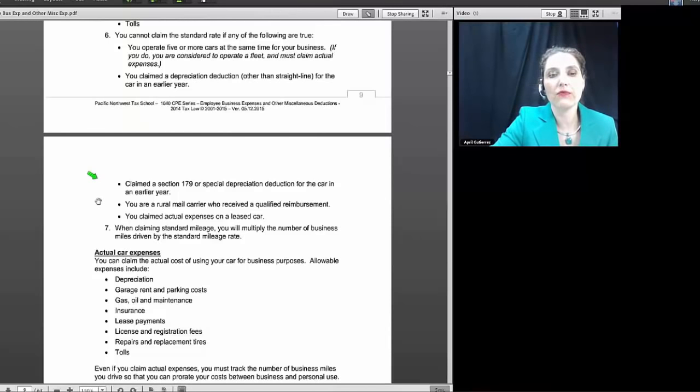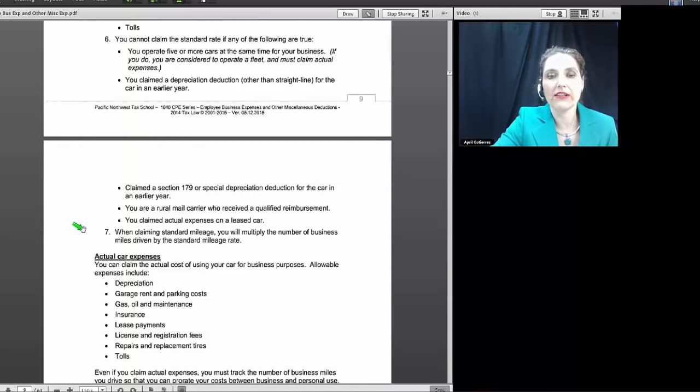Or if you are a rural mail carrier who received a qualified reimbursement, you're not allowed to use the standard mileage. And finally, if you claimed actual expenses on a leased car in an earlier year, you cannot turn around and claim the standard mileage allowance on a leased car this year. And finally, when you are claiming the standard mileage, you're going to multiply the number of business miles you drove by the standard mileage rate.